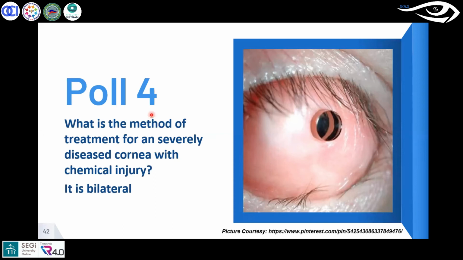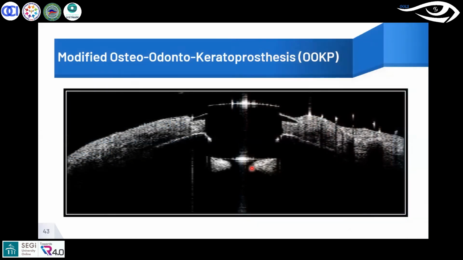And in case of a chemical injury or a thermal burn, you obviously would expect there would be complete dry eye and there would be no tear production or minimal tear production in that case. So you would actually prefer going with osteo-odonto-keratoprosthesis in this case. So I will just show you an image of how it's going to look in AS-OCT images. I'm not going to go into details about the measurements, but this is how it would actually look in an AS-OCT image.